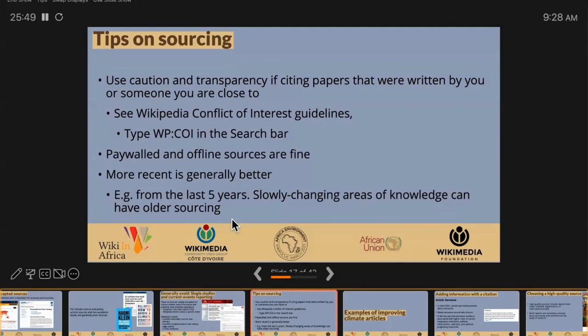And we generally want research sources to be more recently published, such as from the past 5 years. Okay, so any questions so far on sourcing?